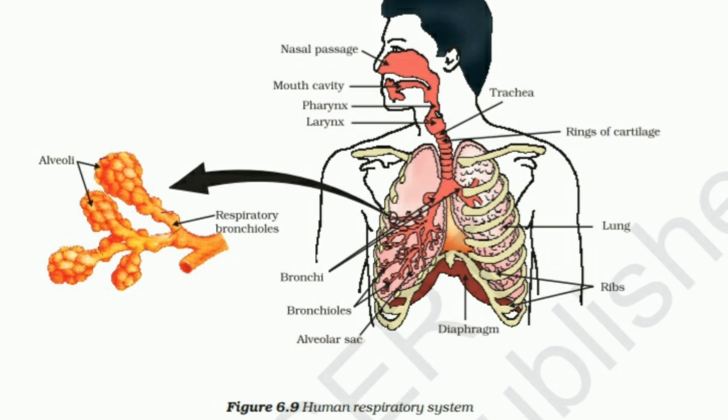Diaphragm is a muscle that separates the chest cavity from the abdominal region. When air is inhaled, the diaphragm moves downward, and when air is exhaled, it comes back to its normal position. This is the entire mechanism of respiration in humans.